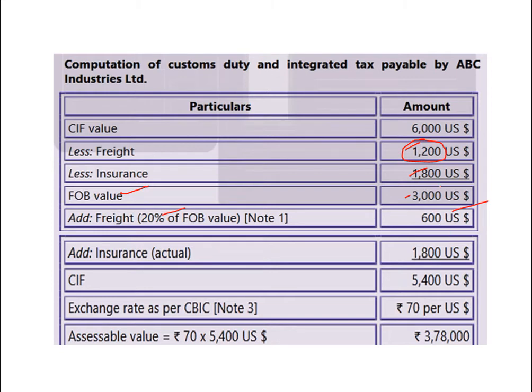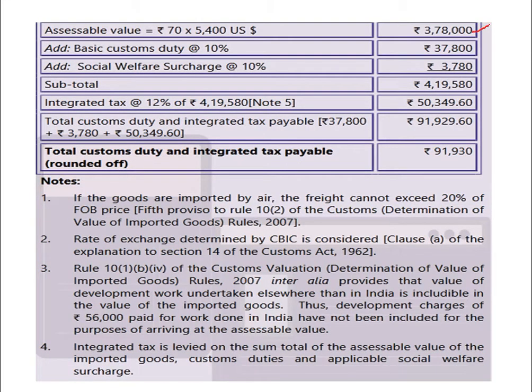Then you take the least amount, and actual insurance is taken here. So you will get a CIF of 5,400. The exchange rate of 70 rupees applies as it is. 70 into this figure, and the assessable value is 3,78,000. Add 10% BCD on this, and 10% surcharge on this amount, which is 3,780. Adding all these amounts, we get 4,19,580. On this 4,19,580, 12% is the rate, so we get this amount.